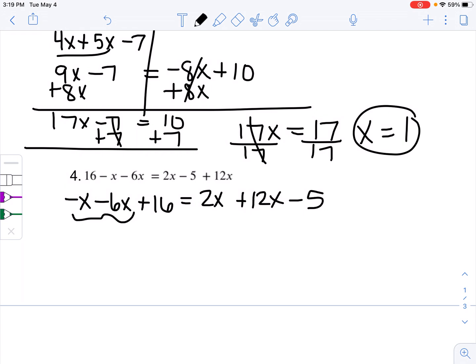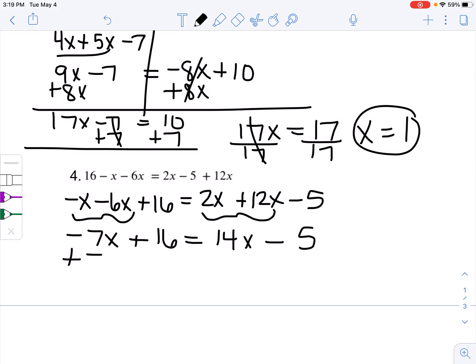And then I'm going to combine like terms. So negative x minus 6x would be negative 7x plus 16 equals, and then these 2x plus 12x is 14x minus 5. This time I'm going to take the negative 7x and add it over to the right side.